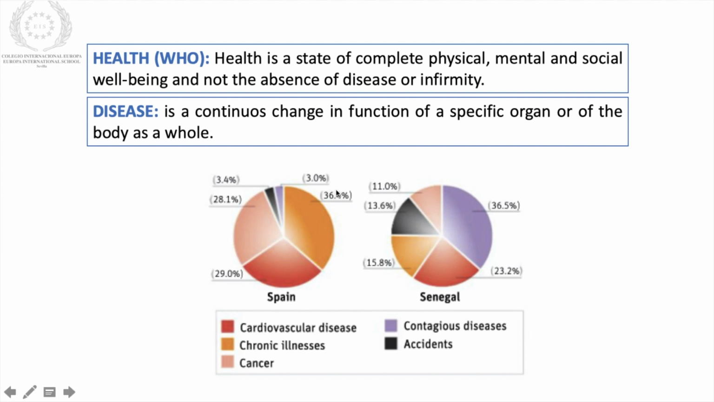Okay? Here we have two graphs that show very well the different causes of death in developed countries and undeveloped countries. In developed countries, we have medical assistance, drugs, or medical treatments. The main causes of death could be cardiovascular diseases, chronic illnesses, or cancer. But in undeveloped countries, they don't have potable water, they don't have medical assistance, so contagious diseases are the most probable cause of death in this type of countries.